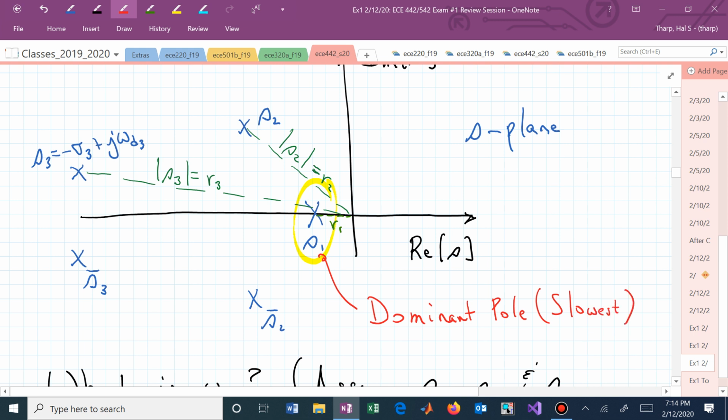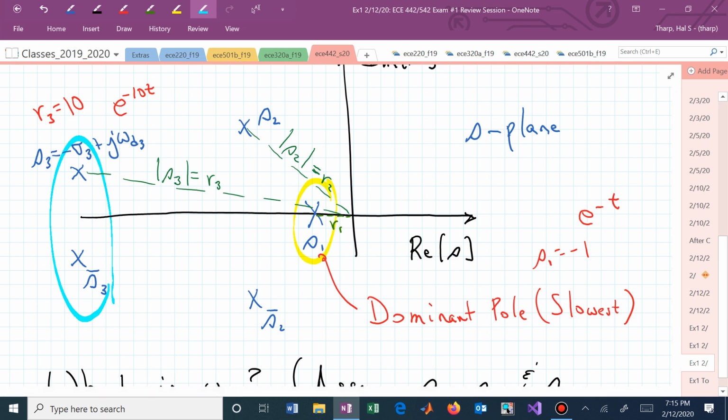And the reason is, let's say that S1 was equal to -1. And let's say S3 or R3 is, well, it's just a magnitude. Let's say it's 10. So now this would be e to the minus 10t, and this is e to the minus t. Which of those is fastest? Which disappears the quickest? Do you see that this is the fastest mode of those three sets? It's the furthest away. This is the fastest.